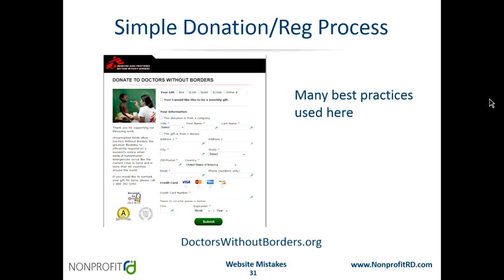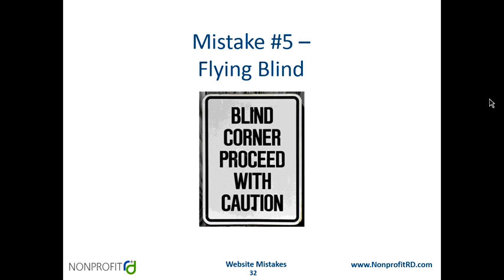But let's get into the number 5 mistake that I see nonprofits making. And this one I think is so important that I wanted to spend more time on it. And that is flying blind. What I mean by flying blind is you are not currently using data to support your decisions. You are making decisions on your website based on what you think or what you feel or what you heard somebody say down the road. So you really want to start using data now to make those decisions, and we're going to talk a little bit about what that means.